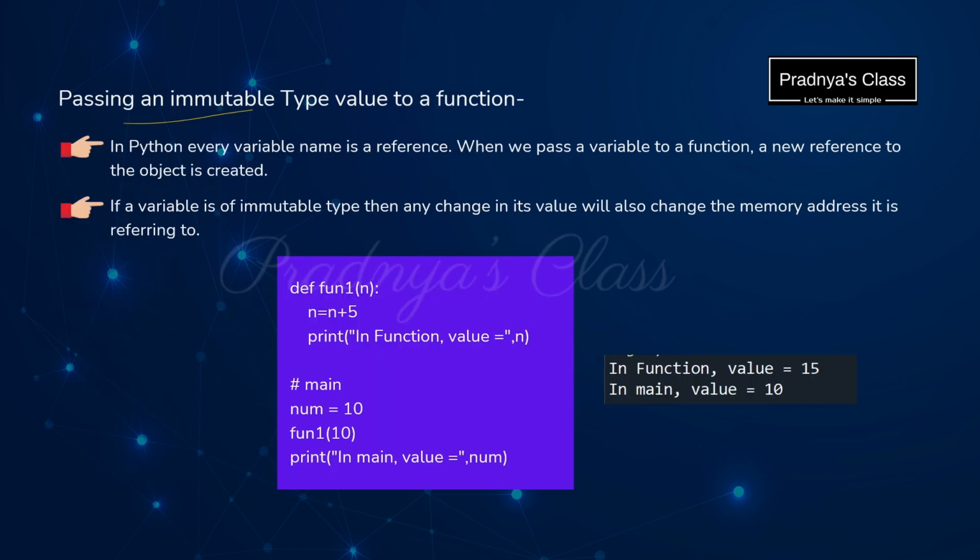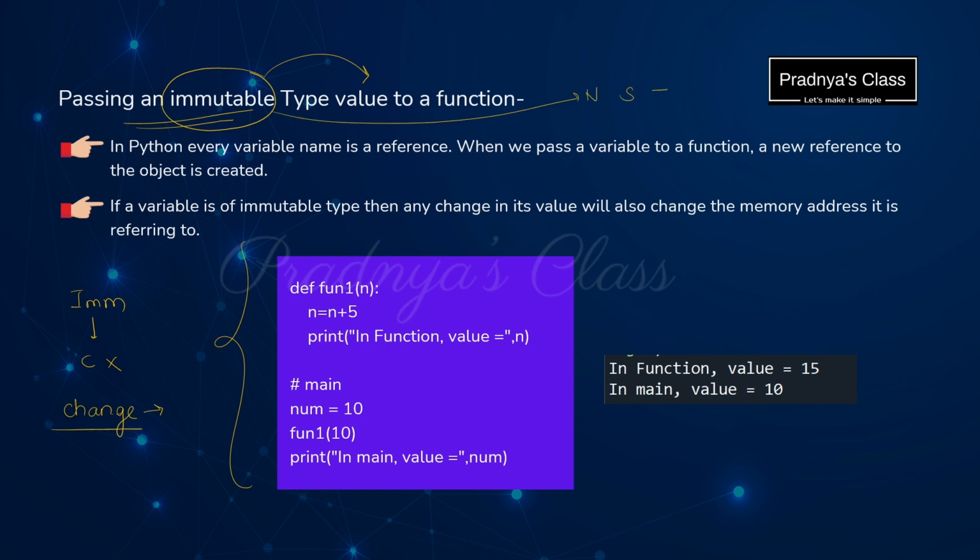Moving ahead to the next important topic: how we can pass an immutable type to a function and a mutable type to a function. First let's consider the immutable type. You know what an immutable data type is. We cannot change the content in place. If you try to change it, a new variable will get created. Immutable data types are numbers, strings and tuples. Here we are considering one number to understand how to pass an immutable data type.